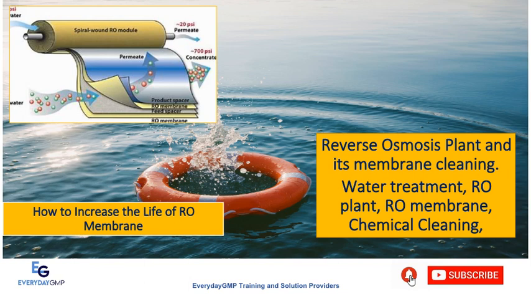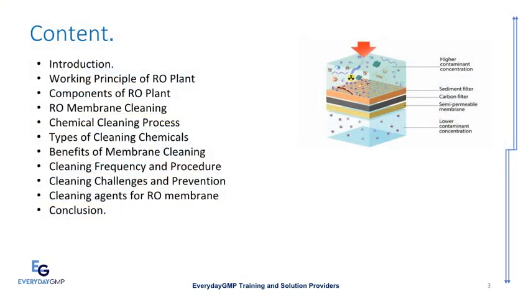So, let's start. Today we will discuss the introduction, working principle of RO plant, components of RO plant, RO membrane cleaning, chemical cleaning process, types of cleaning chemicals, benefits of membrane cleaning, cleaning frequency and procedure, cleaning challenges and prevention, and cleaning agents for RO membrane. In the last, we will conclude.